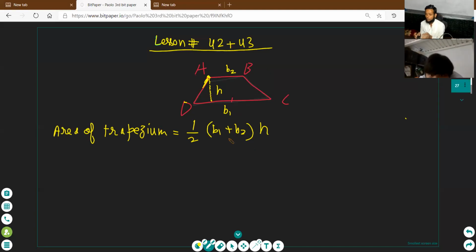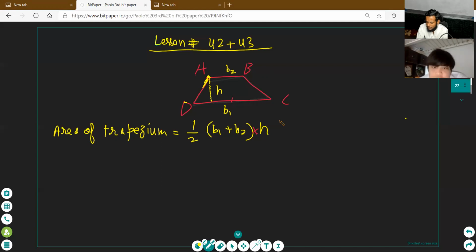We will add these two bases, these two parallel sides, times the height, and after this we will take their one half. Half of the sum of the lengths of the parallel sides into the height, or distance between them, divided by 2. It is called the area of trapezium. Clear or not clear?